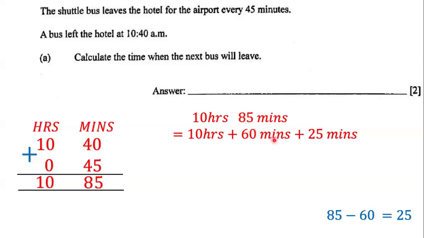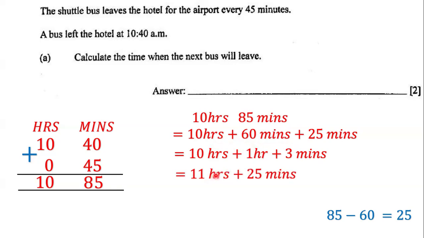Next, we know that 1 hour is 60 minutes. So we take 60 minutes and express that as 1 hour. And so we have 10 hours plus 1 hour plus 25 minutes. And 10 hours plus 1 hour is definitely 11 hours. And so we have 11 hours plus 25 minutes. And so the time when the next bus will leave is going to be 11:25 a.m. And that's the correct answer for this question.